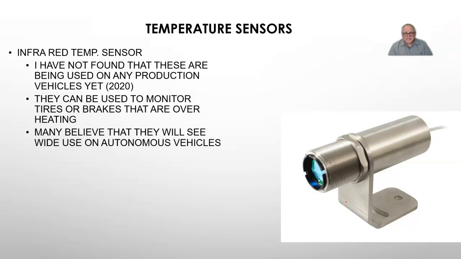What I did find is that as we move closer to autonomous vehicles, these sensors will start being used in the front of the car to look at a vehicle that's in front of it, even looking at road temperature and some other things. This is probably in the relatively near future, but for now, as near as I can tell, they're not on the cars.